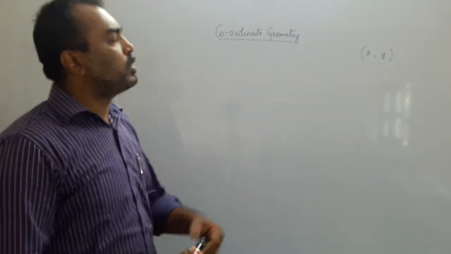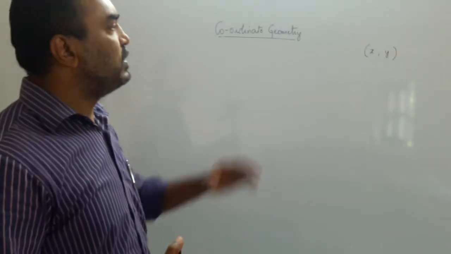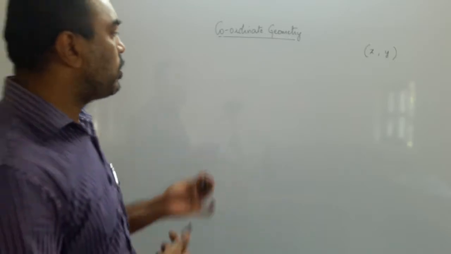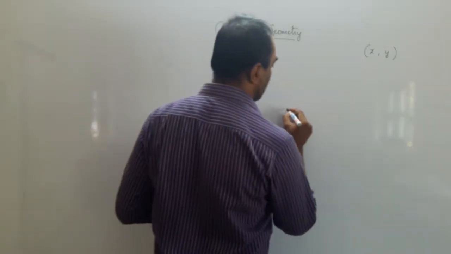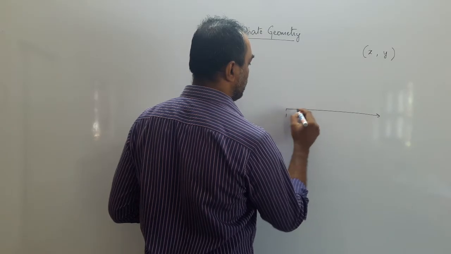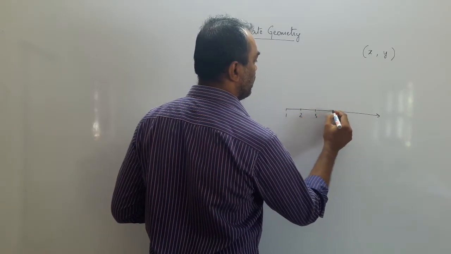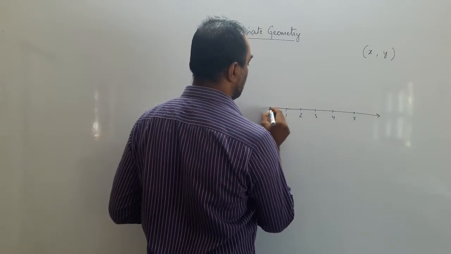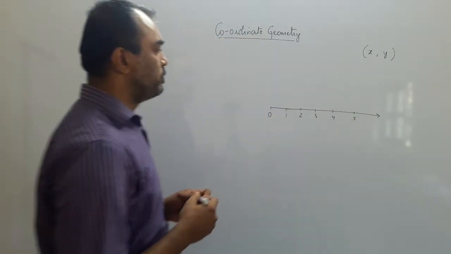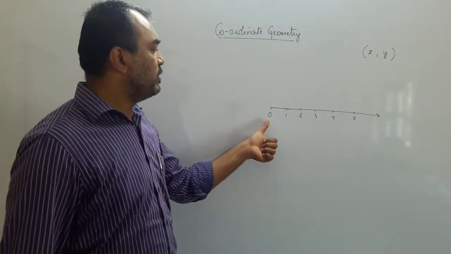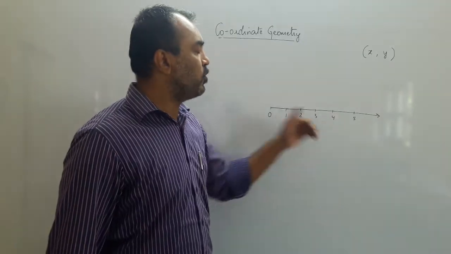Now, before we move on to the coordinates, we'll see how these two coordinates came into existence. So, we have got natural numbers on a number line, say 1, 2, 3, 4, 5. And if we see the whole numbers, we have got a 0. So these whole numbers or natural numbers on the number line are 0, 1, 2, 3, 4, 5.